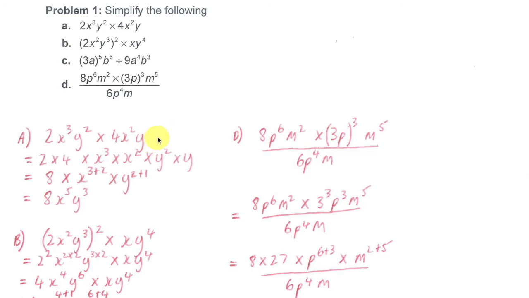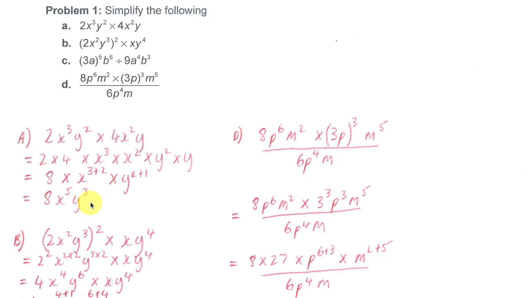So the first one here for a, what I'm interested in doing is multiplying the numbers together, so 2 times 4. And then I want to group the x's together, so x to the power of 3 and x squared. And the y's, y squared times y. And remember, y is the same thing as y to the power of 1. So 2 times 4 is 8, and then I add the powers for the x, so 3 and 2 gives me the 5, and y to the power of 2 plus 1, so I end up with that as a result.